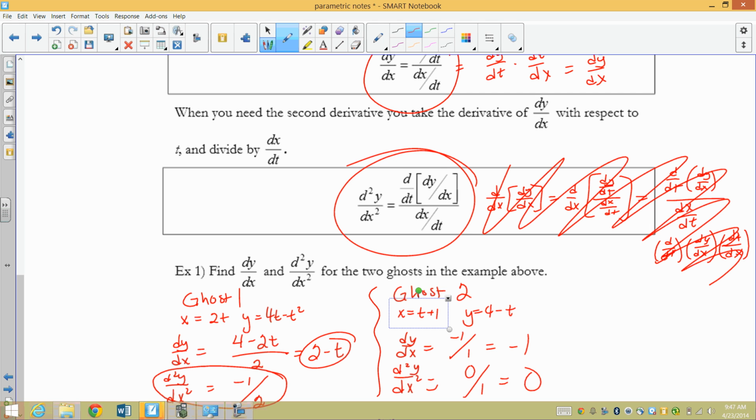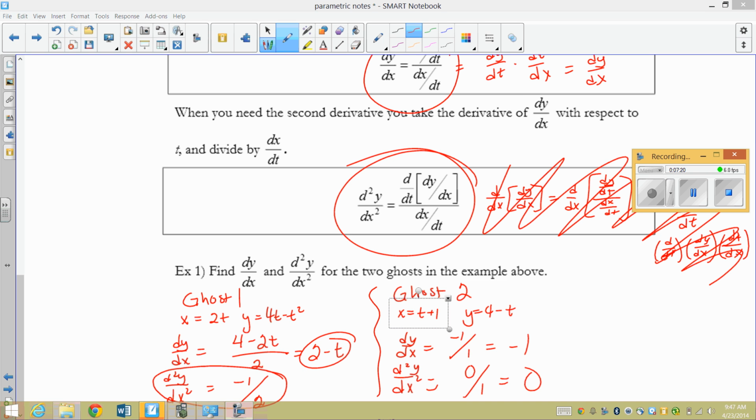Long story short, though, for derivatives, the first derivative is just the derivative of y divided by the derivative of x. The second derivative is the derivative of dy/dx divided by dx/dt. All right, that ends page 2.